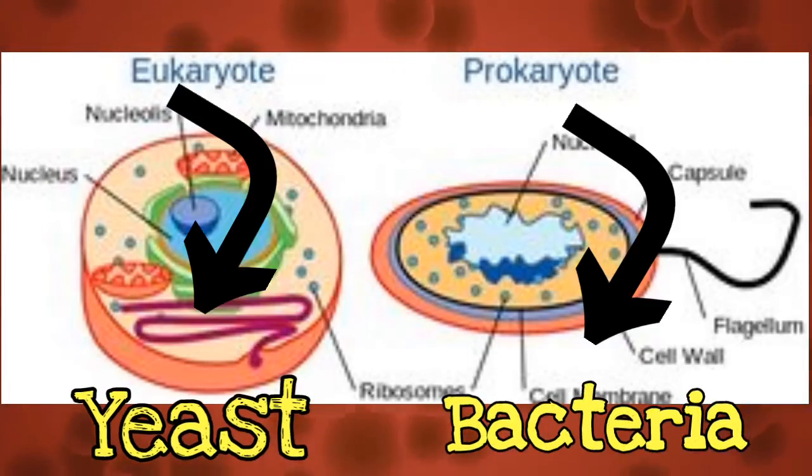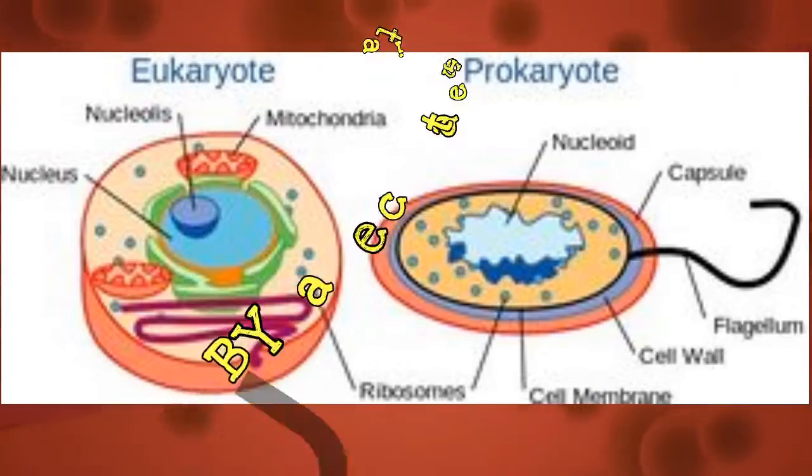The main difference between yeast and bacteria is that yeast is a eukaryote whereas bacteria are prokaryotes. Further, yeast has a single nucleus per cell, but bacteria do not have a nucleus. Yeast and bacteria are both unicellular organisms.